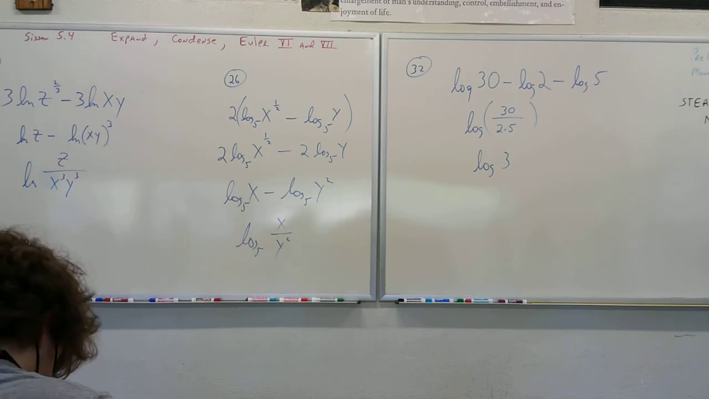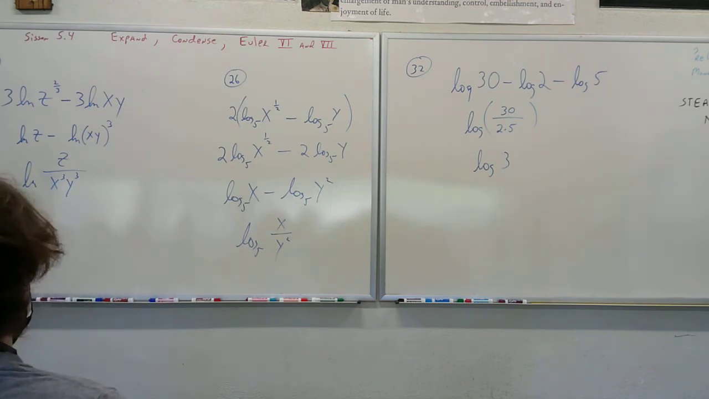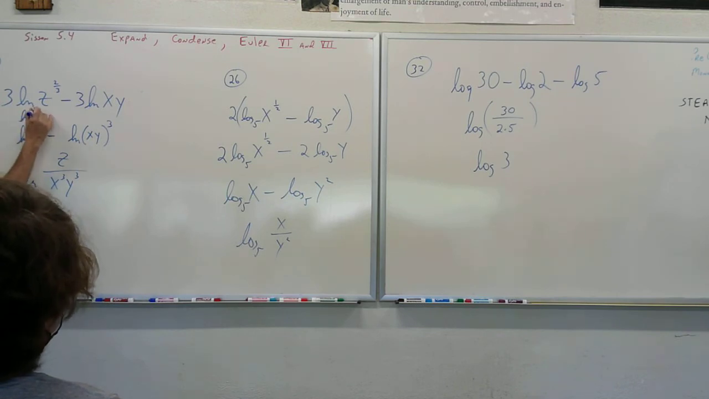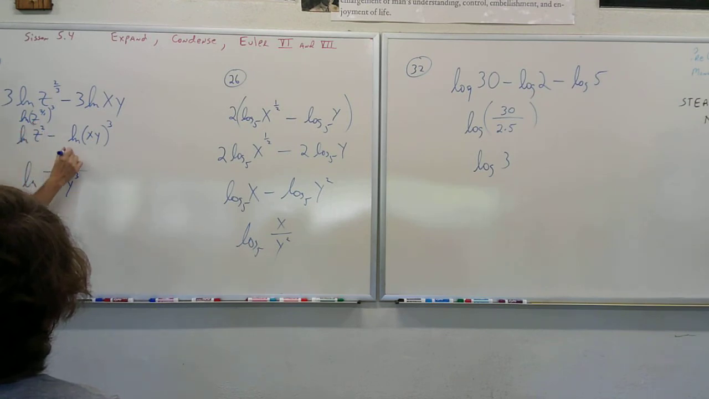Mr. Evans, how do you get from the 3, from here to here? Yeah. That's a good question. ln z to the 2/3, raised to the 3rd. What do you do when you raise a power by a power? You multiply. And 2/3 times 3 is 6 over 3, 2. It's 2.